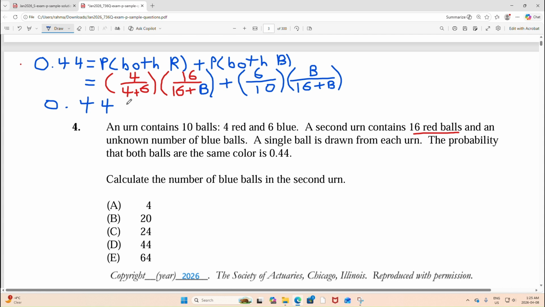I'm just going to cross multiply here. So the denominator here is common. It's 10 times 16 plus b. So that's going to give 160 plus 10b. And that's going to be equal to 64 plus 6b.